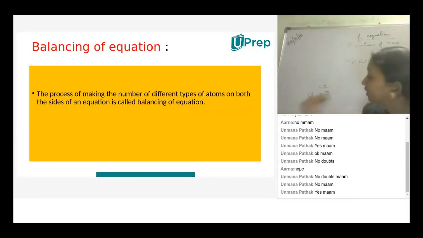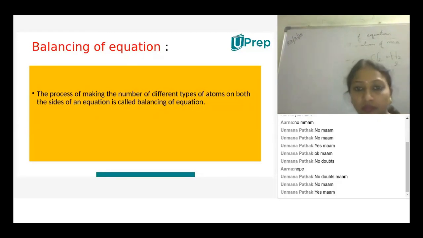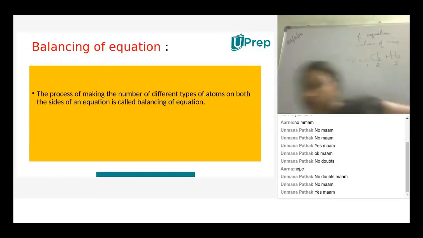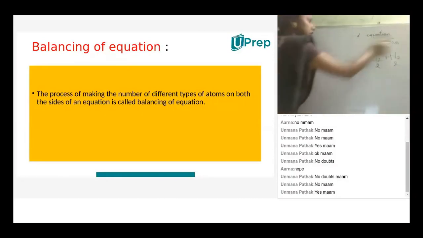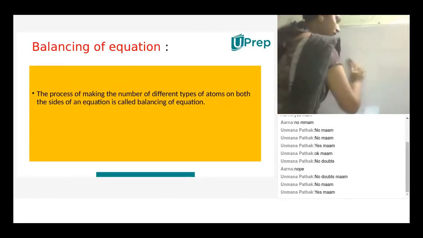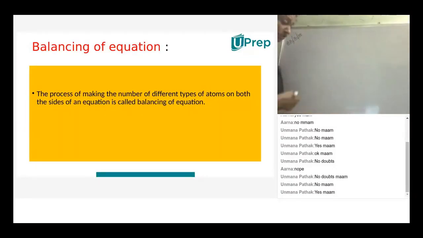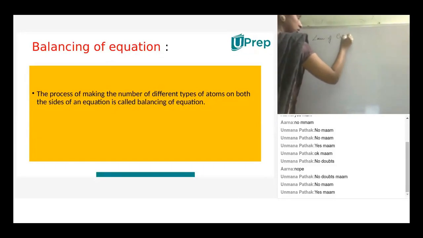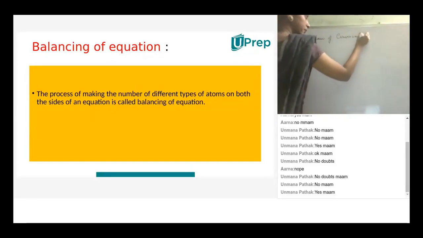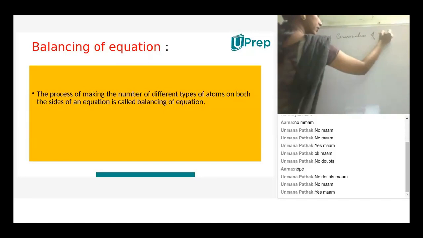According to which law is this balancing of equations used, children? According to the law of conservation of mass. So according to the law of conservation of mass, mass can neither be created nor destroyed in a chemical equation. So we balance the number of atoms so that mass won't be destroyed.